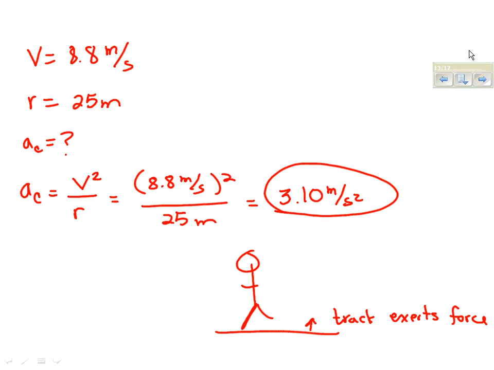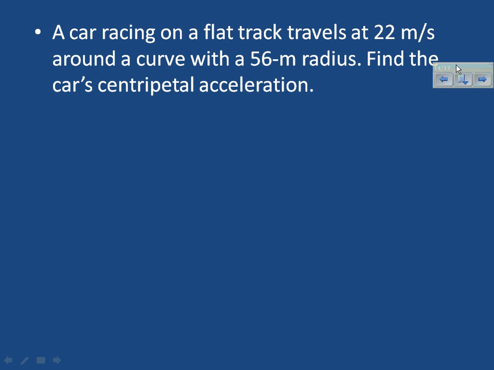Let's look at another. This time we have a car racing on a flat track, and it's traveling at 22 meters per second around a curve with a 56 meter radius, and find the car's centripetal acceleration. So I'm going to put the answer up on the next page for you, but you do it yourself. Once you calculate, you should have 8.64 meters per second squared.